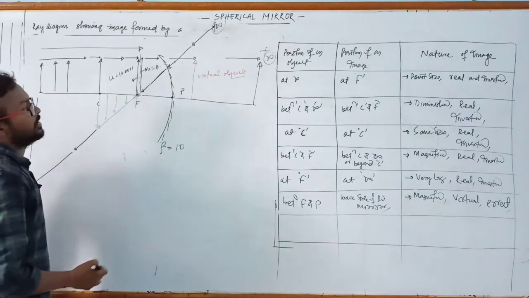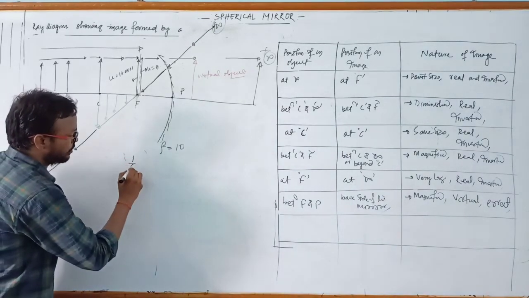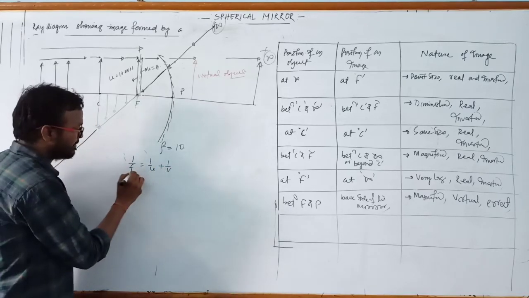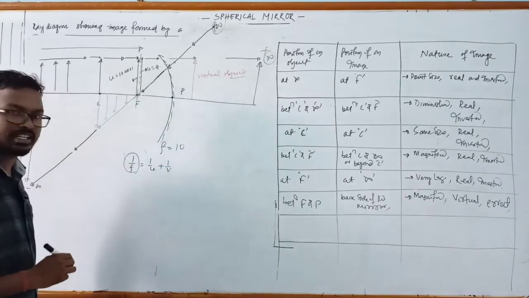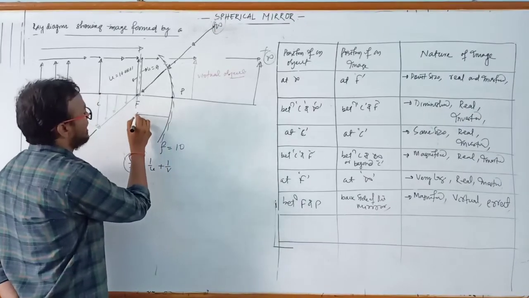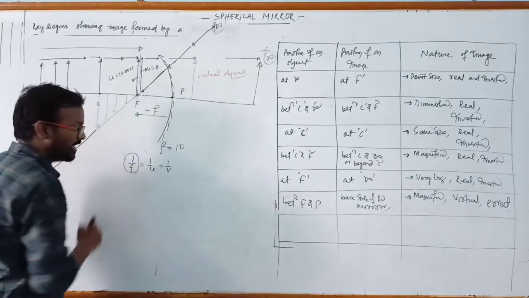We already discussed the mirror formula, that is 1 by f equals 1 by u plus 1 by v. The focal length of a mirror is a constant quantity, but here this distance is minus f, because distance is always measured from the pole, and this focal length is minus.